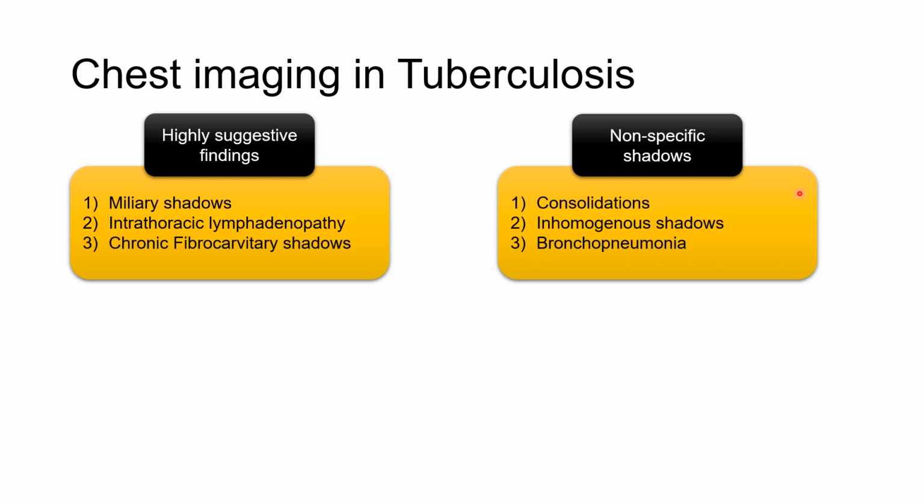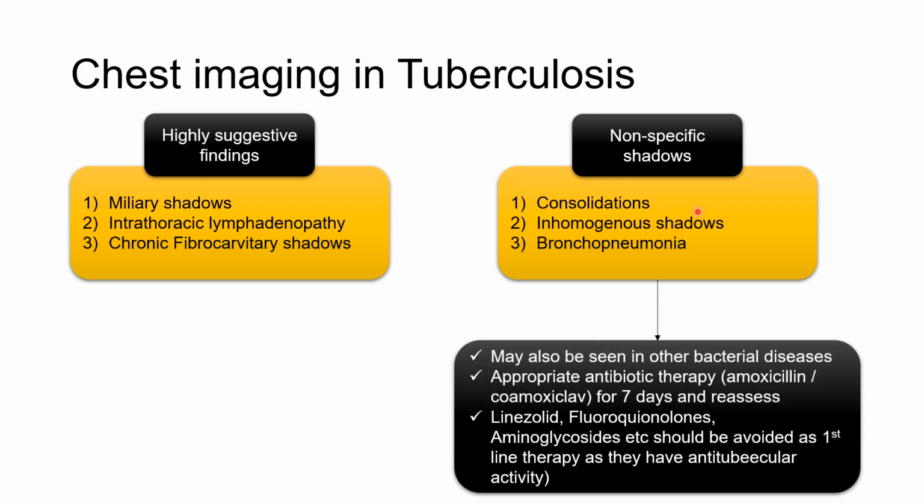And as we discussed before, if we find these findings in a chest x-ray, what will you do next? It may be also seen in other bacterial diseases. We have to start an appropriate antibiotic therapy, preferably amoxicillin or co-amoxiclav for 7 days and reassess. Linezolid, fluoroquinolones, aminoglycosides, etc. should be avoided as the first line therapy as they have anti-tubercular activity.